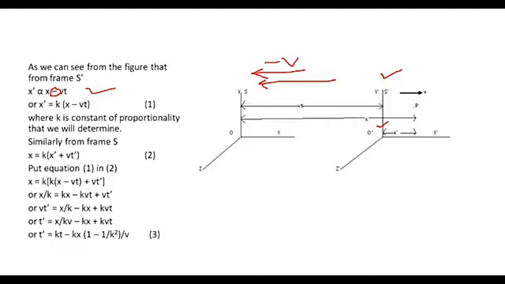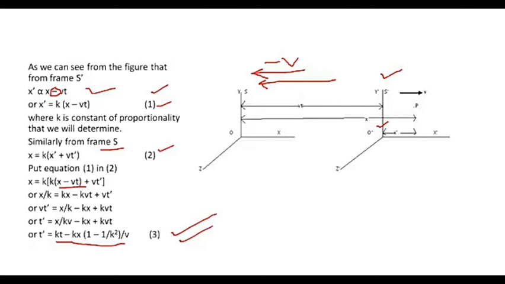Now similarly, from frame S, x equals k into x dash plus vt dash. So these are equations 1 and 2. Now putting equation 1 in 2, by simple calculation you will get x equals k into k into x minus vt plus vt dash, so x equals k squared x minus k squared vt plus vt dash. Solving, vt dash equals x by k... this is equation number 3. So we have the equation for t dash.